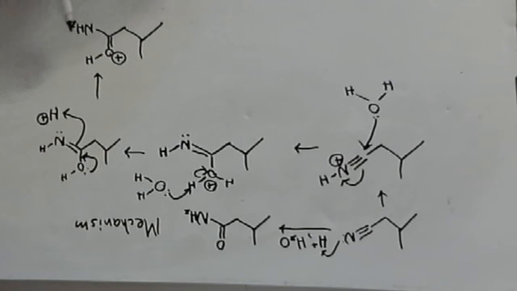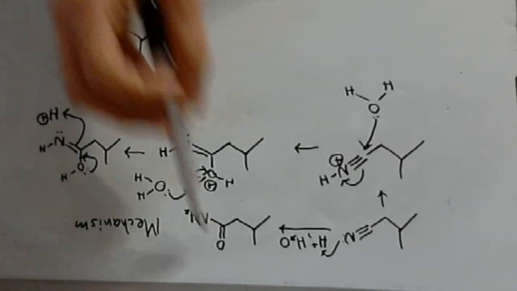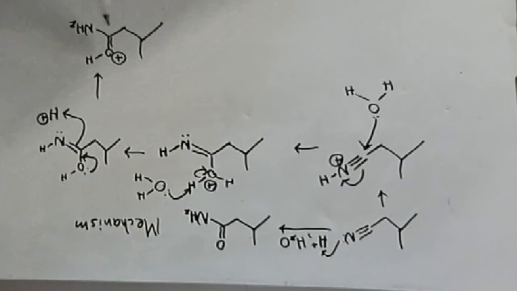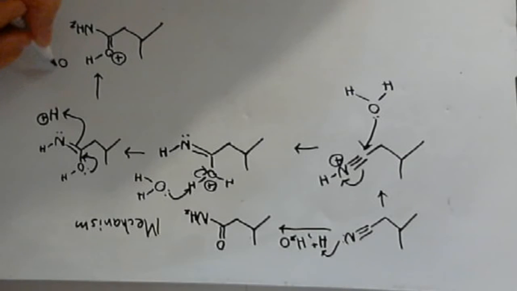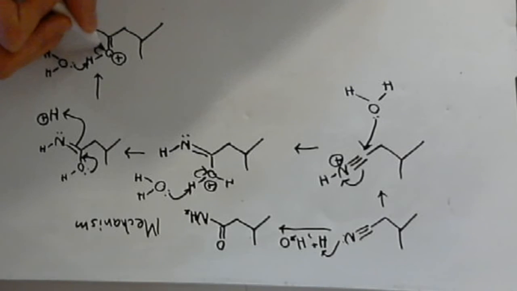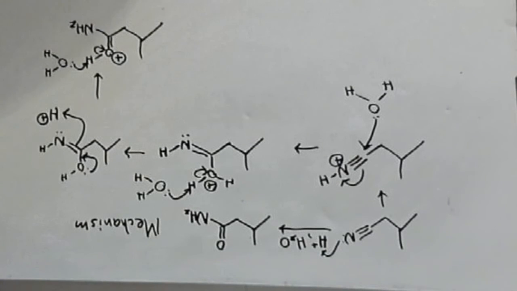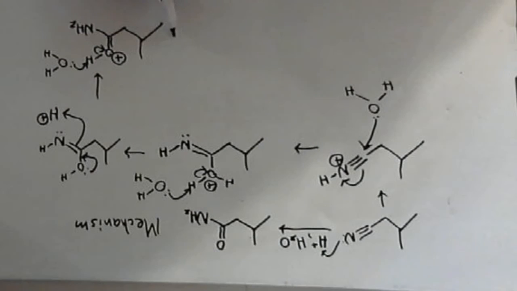So now this is beginning to look really similar to the product that we want. What's the only difference? This positive charge. And so how do we get rid of it? We deprotonate it. So we just grab another water. Water will come and take away that proton. And that's going to give us our product.